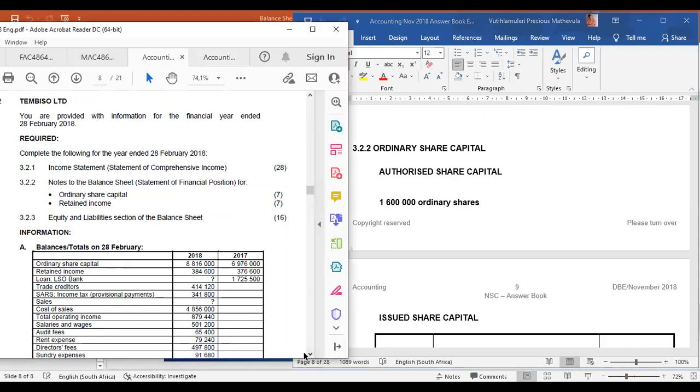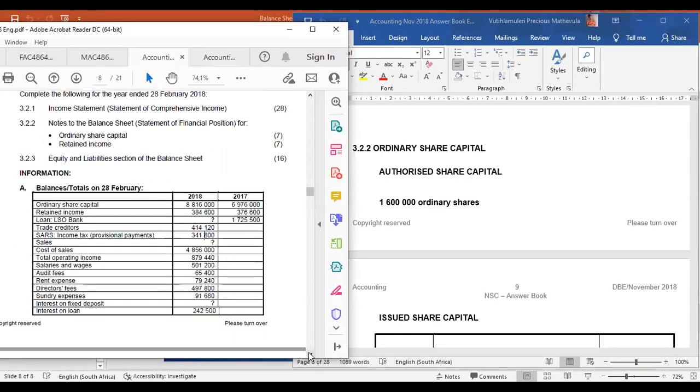So in the information, we have the balance sheet totals on 28 February. Remember the accounting period is from 1 March 2017 to 28 February 2018. Right. So we have our balances. Ordinary share capital 2017, 6,976,000, which will be our balance at the beginning for ordinary share capital. And also we have 326,600, which will be our balance at the beginning for retained income. And then the 2018 one will be the balance at the end. So we have the balance at the beginning and also the balance at the end.